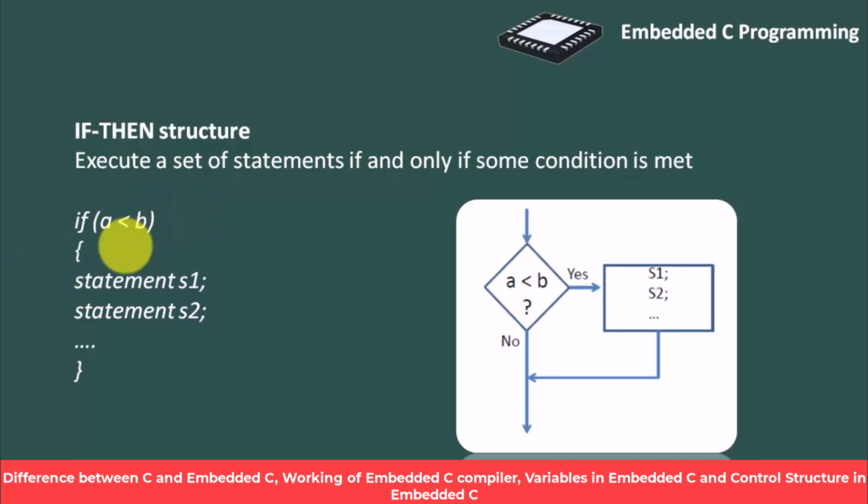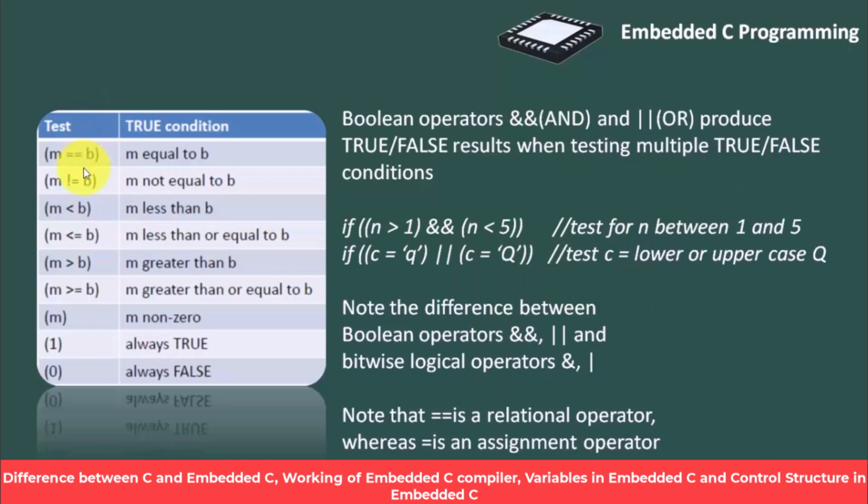In place of this less than operator, we can use other operators like equal to, not equal to, less than equal to, greater than equal to, any non-zero value, 1 or 0. Any non-zero value is considered true, 1 is also considered true and 0 is considered false. To combine one or more conditions, we can use Boolean operators. Double ampersand is the AND Boolean operator. Double vertical lines is the OR Boolean operator.